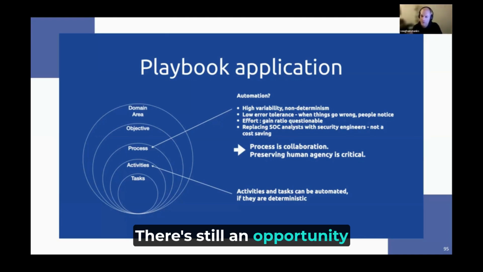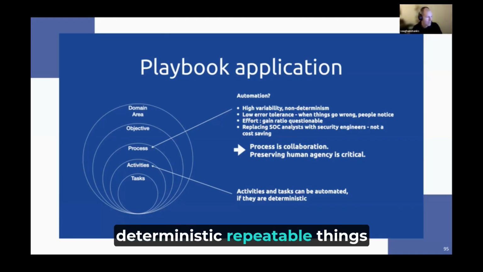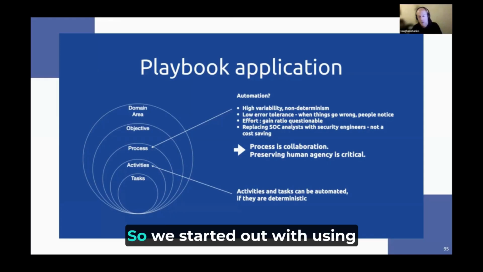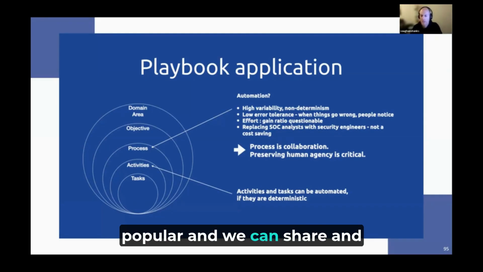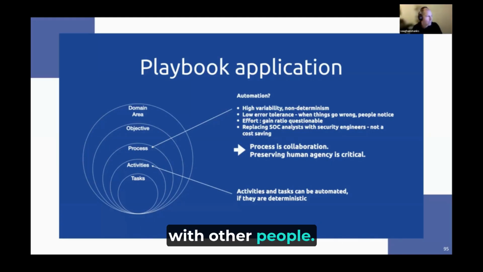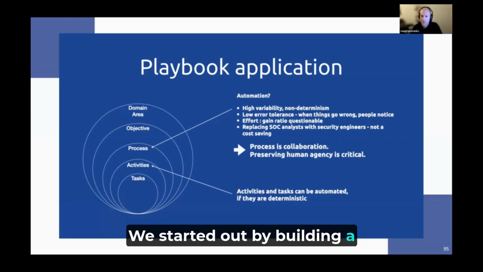There's still an opportunity, though, to automate at that activity and task level for deterministic, repeatable things that are really not well suited to humans anyway. So we started out with using CACAO, thinking this is a great spec for playbooks. Why build our own when someone else has gone and defined an open source spec? Maybe one day it'll even be popular, and we can utilize other people's playbooks and share our playbooks with other people. We started out by building a simple orchestration engine that would run a CACAO playbook.